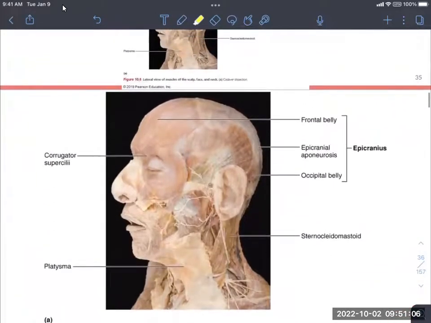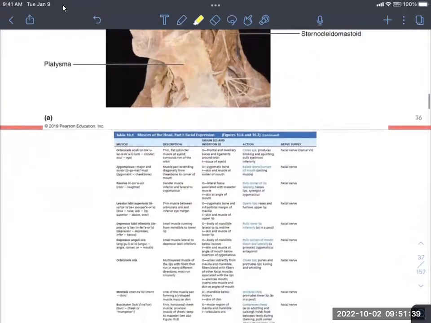So here's a better view, just another view. You see that frontal belly and that occipital belly of your epicranius here. Off of this picture, this may be most of what you need to know. Let's move on.